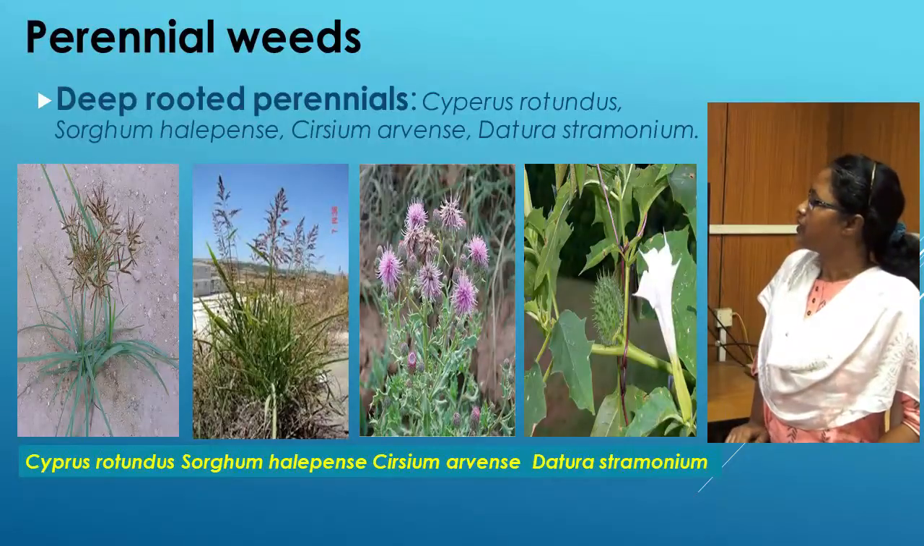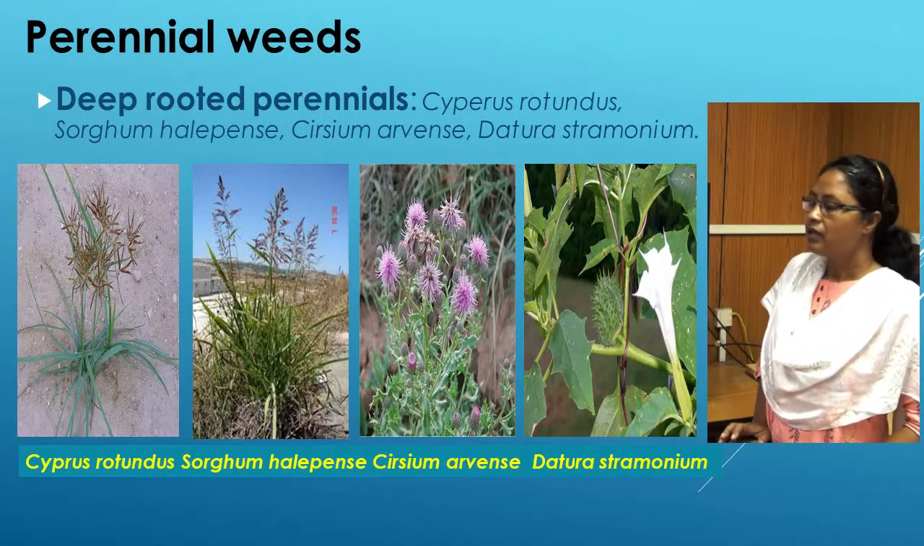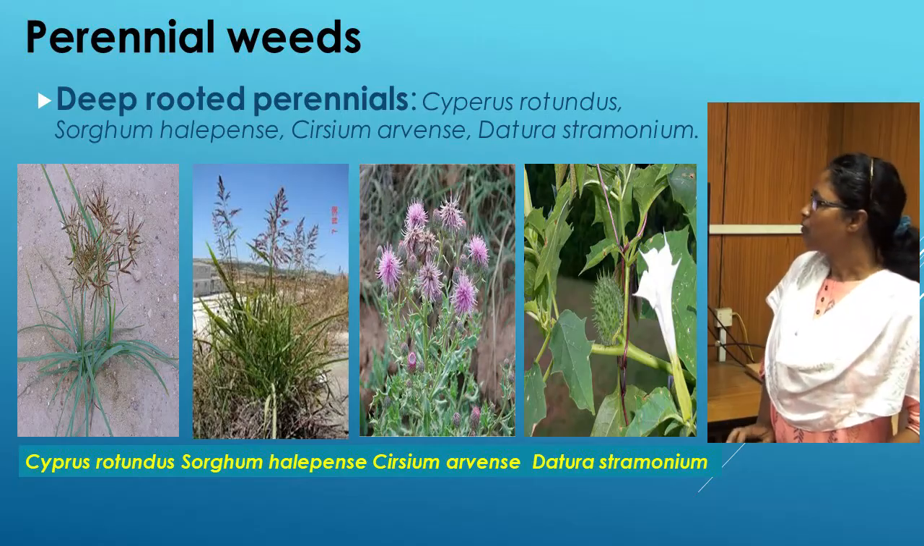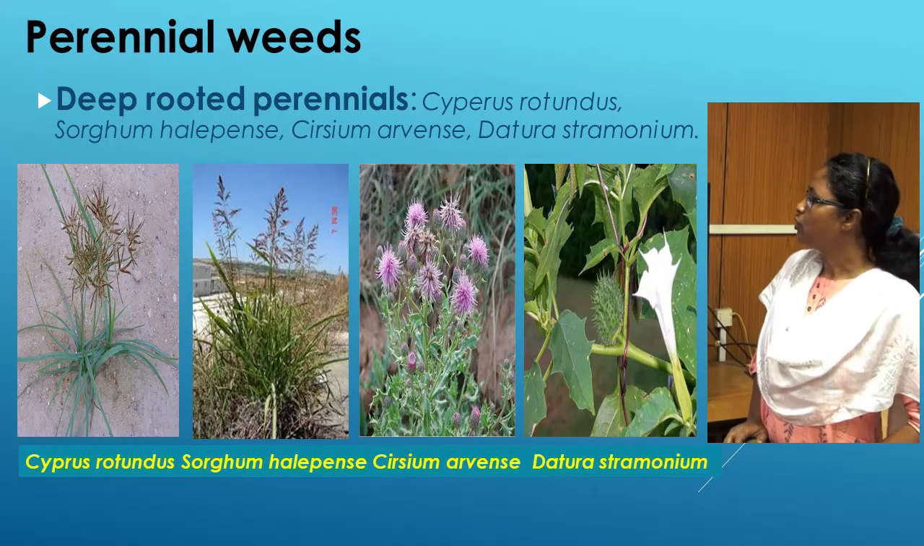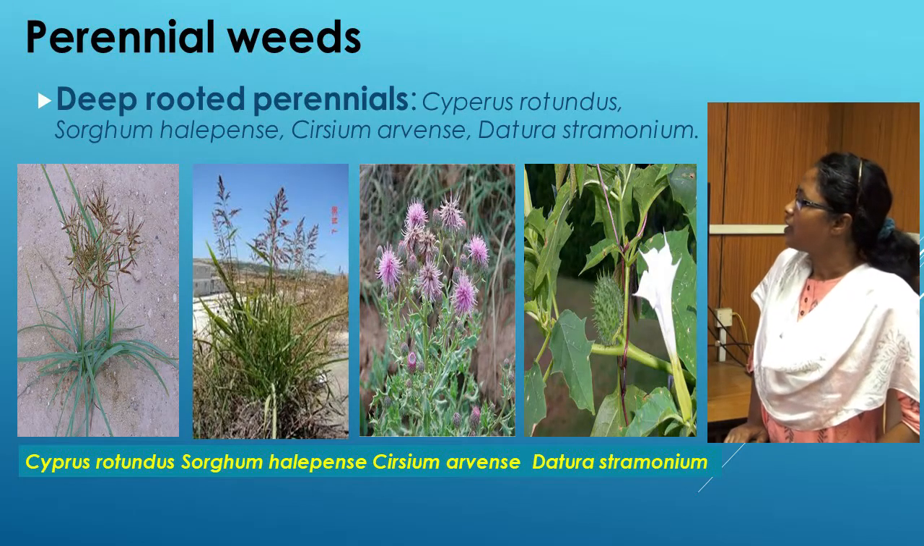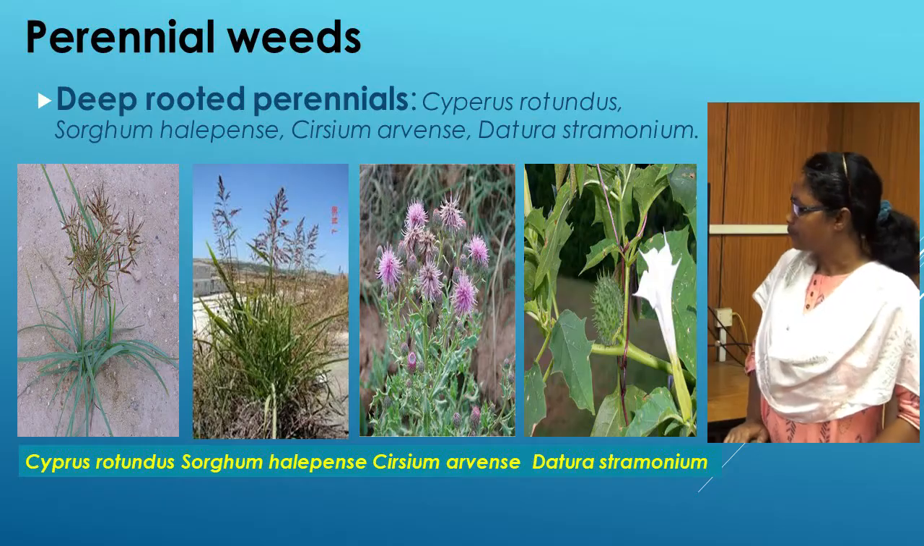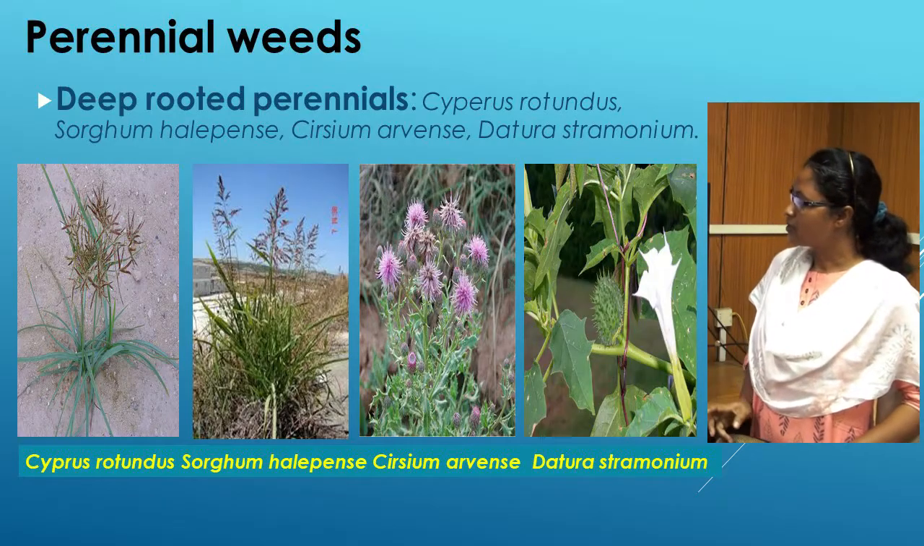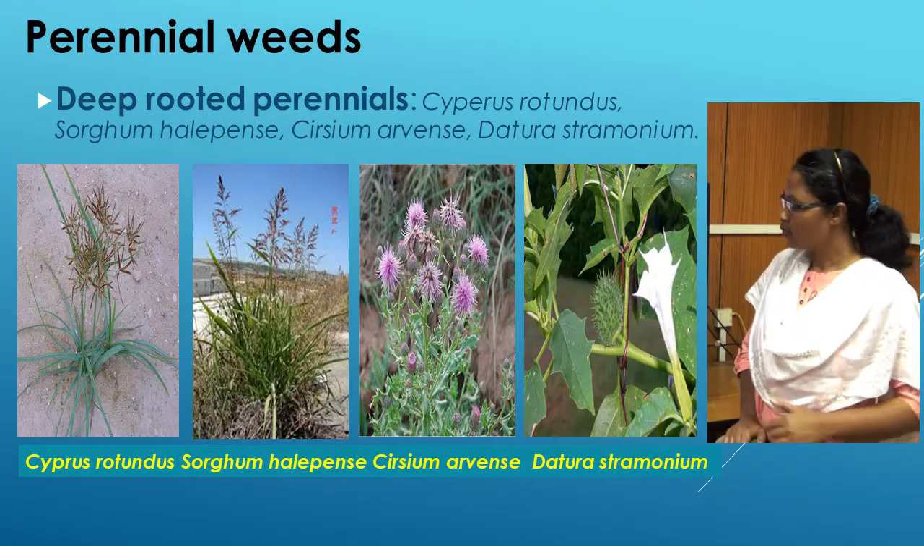Now deep rooted perennials have a deep root system. Examples of deep rooted perennials are Cyperus rotundus, Sorghum halepense, Cirsium arvense, and Datura stramonium. And pictures of these weeds are on the lower side.